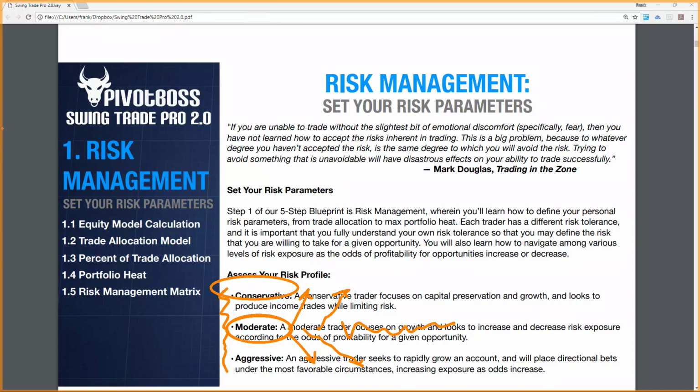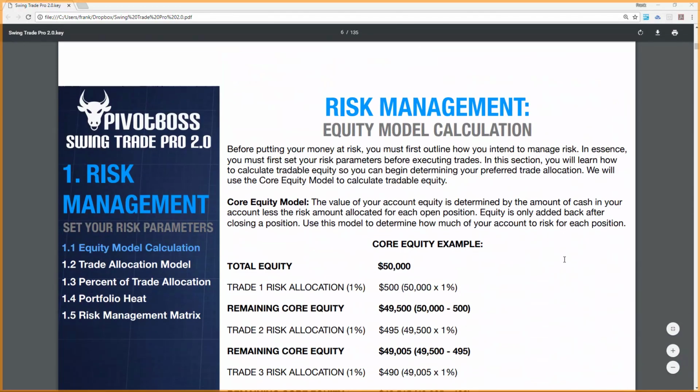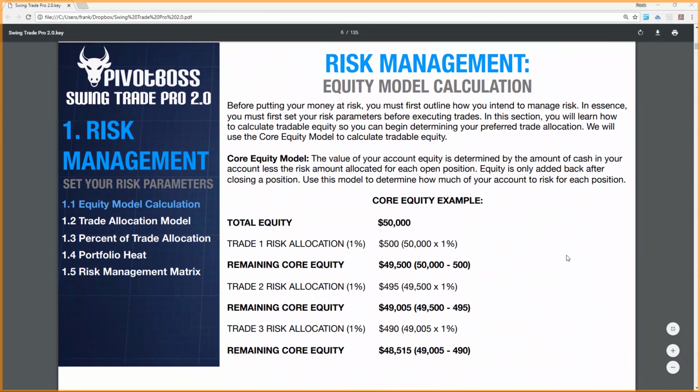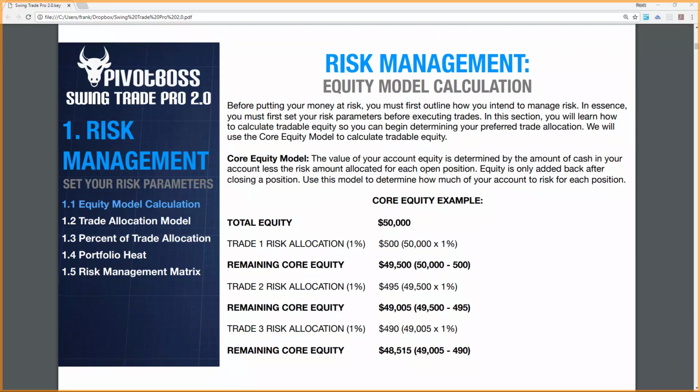So let's progress onward to the next section here, which is equity model calculation. Now, in order to identify what our preferred trade allocation is for each trade, say we have a $50,000 account or a $100,000 account, whatever the case may be, you have to know what you're willing to bet on each trade, right? And again, that goes back to level of risk exposure. Now, in order to do that, you have to understand what your core equity is.